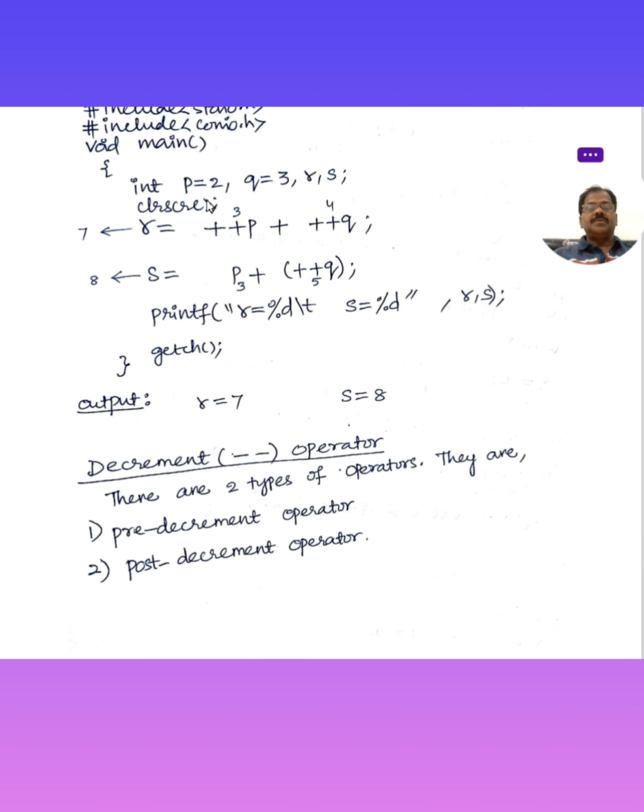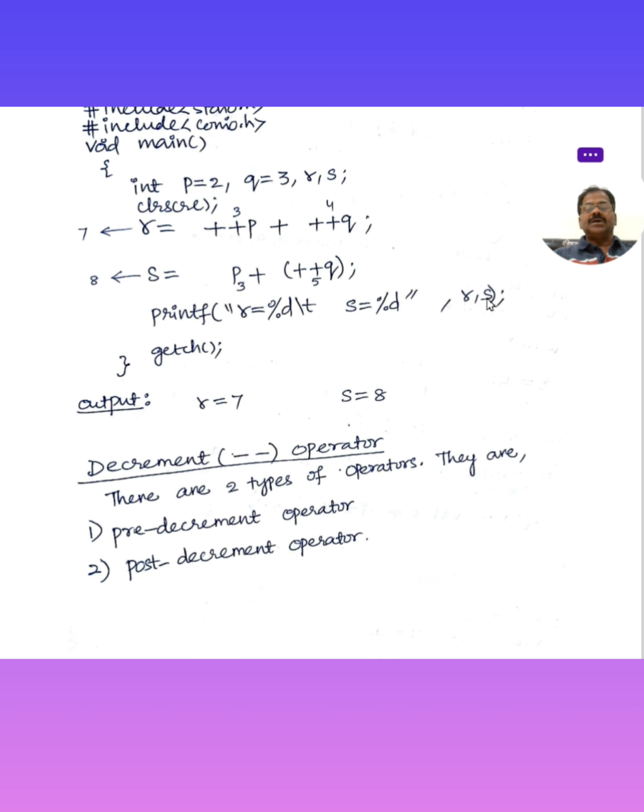This is the example. P is 2, Q is 3. Plus plus P. What is the P? 2. Pre-increment, immediately the effect will be there. Here Q is 3, plus plus Q. Immediately the effect will be there. Okay, 3 plus 4. What is the R value? 7. Similarly, here also P value. What is the P? Now, here P is 3. Here plus plus Q. What is the Q value? 4. So, now if we give plus plus Q, 5. 3 plus 5, 8.